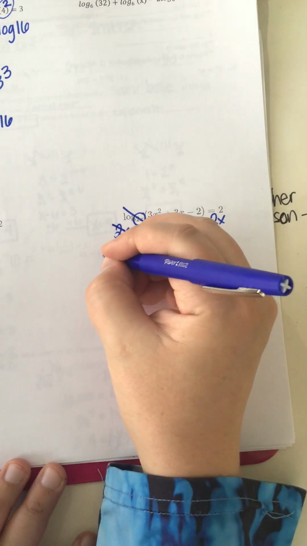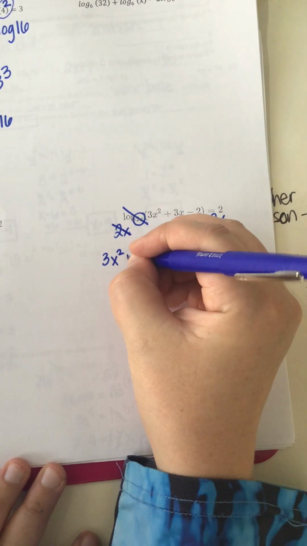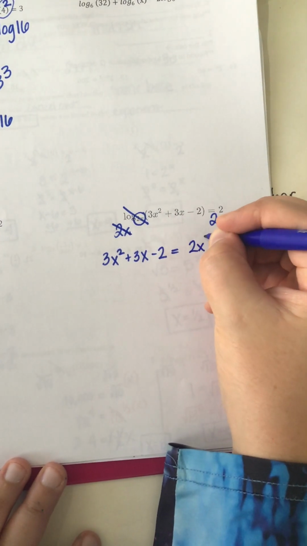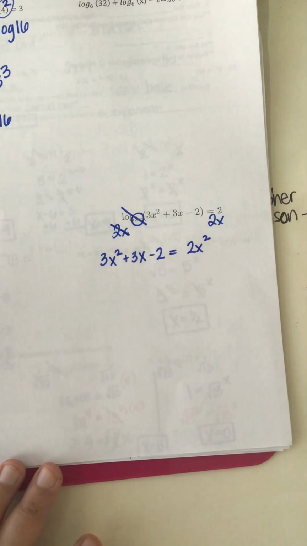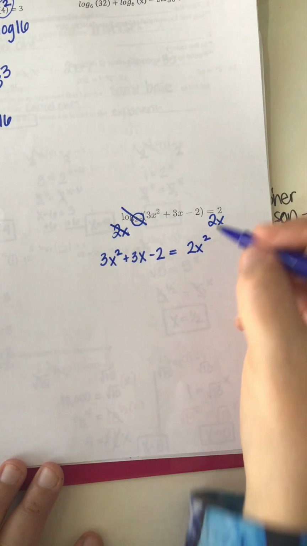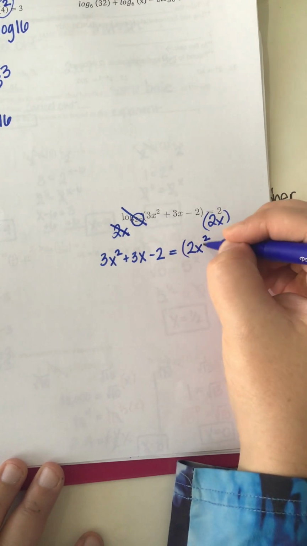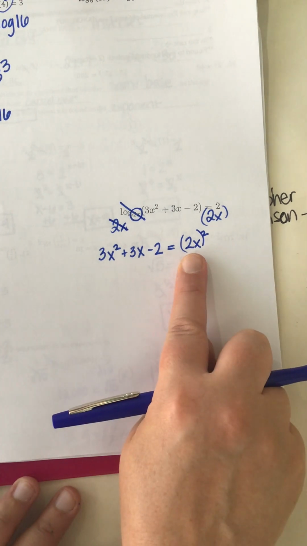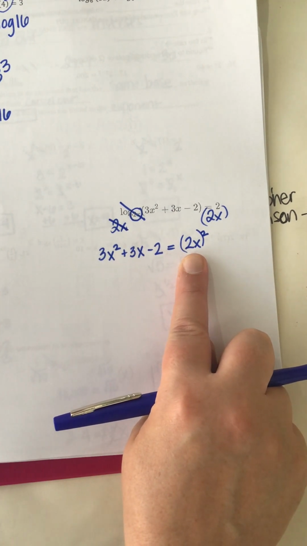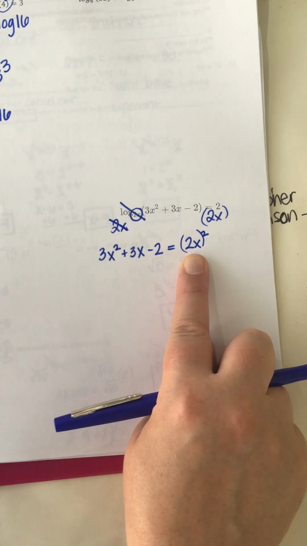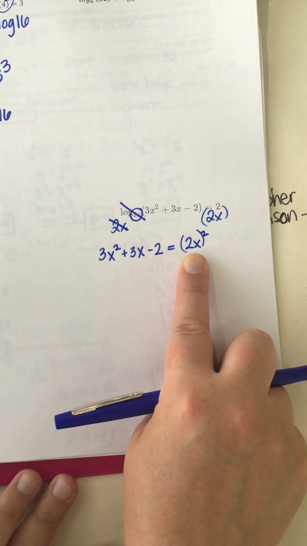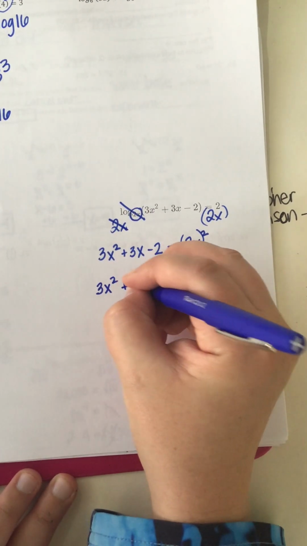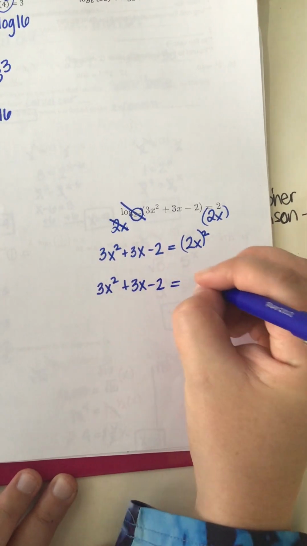2x and 2x cross out. I have 3x squared plus 3x minus 2 equals 2x squared. Now, notice that it's not just the x that's squared, it's the entire 2x getting squared. Notice your x is not little, so I want this to be a regular term. So 2x squared means 2x times 2x again. What will we get for that? 4x what? Squared. So that's going to be a 4x squared.